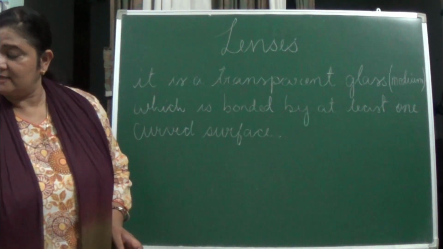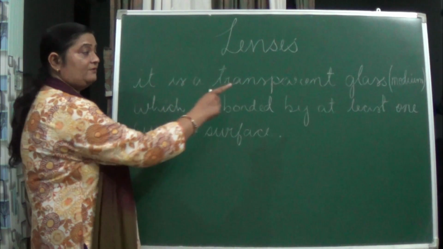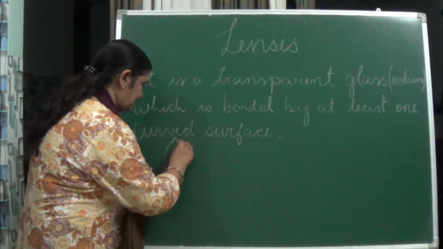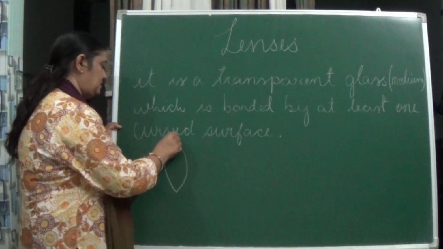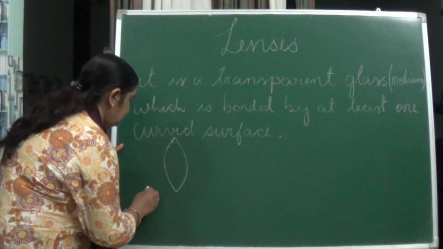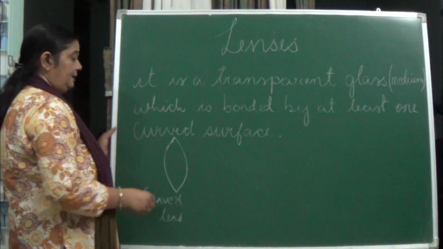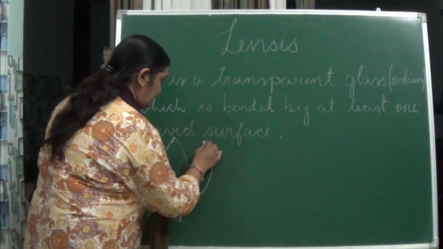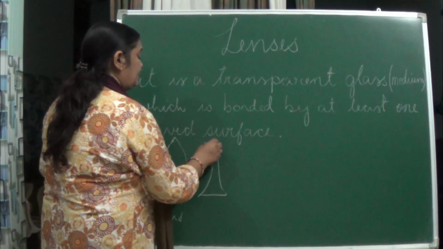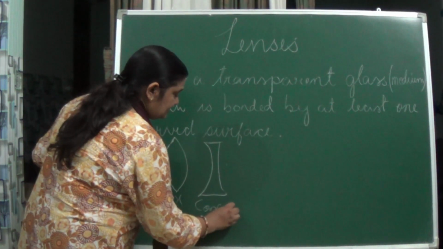Okay, apart from this, here in the definition I have said at least one curved surface should be there. When we are talking about this convex lens, this transparent glass has two curved surfaces, which are bulged outside. This is a convex lens. And if it is thinner in the middle and thicker at the sides, it is a concave lens.